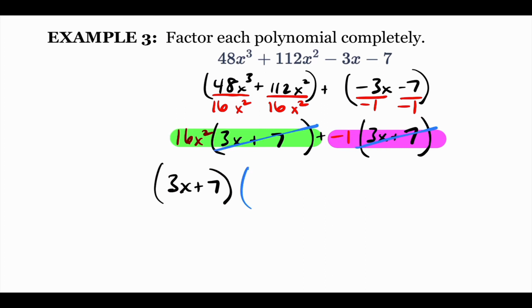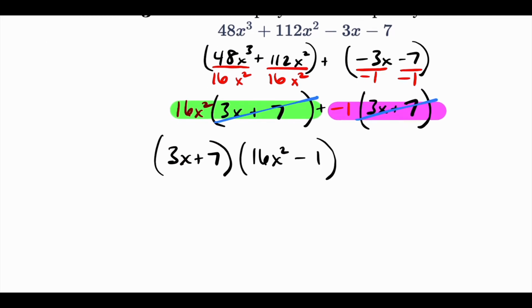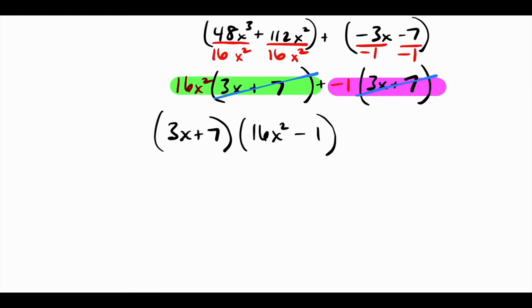Leftovers, 16x squared minus 1. Okay. Last step, yeah, difference of squares. Are any of these guys difference of squares? Well, this guy right here is not, because it's missing like everything. It doesn't have a squared, doesn't have a minus. 3 isn't on my list of perfect squares. 7 is not on my list of perfect squares. So this guy is done.